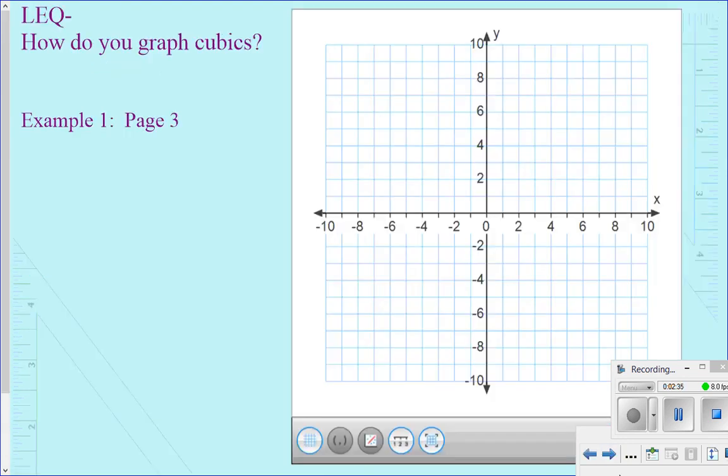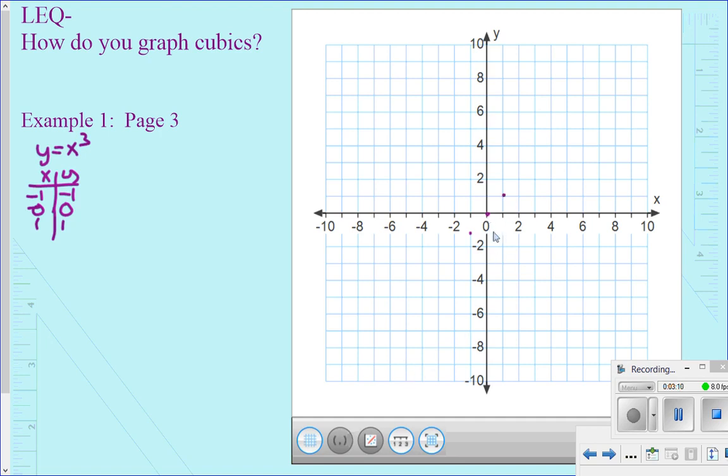Today, our notes were in both the packet and also in your notebook. So we started in the packet on page 3. So on page 3, it first asks you to graph y equals x cubed. So to do that, we did a table, and we just did negative 1, 0, and 1. So when I cube negative 1, I'm getting negative 1. When I cube 0, I'm getting 0. And when I cube 1, I'm getting 1. So negative 1, negative 1. I'm going to plot that, 0, 0, and 1, 1.